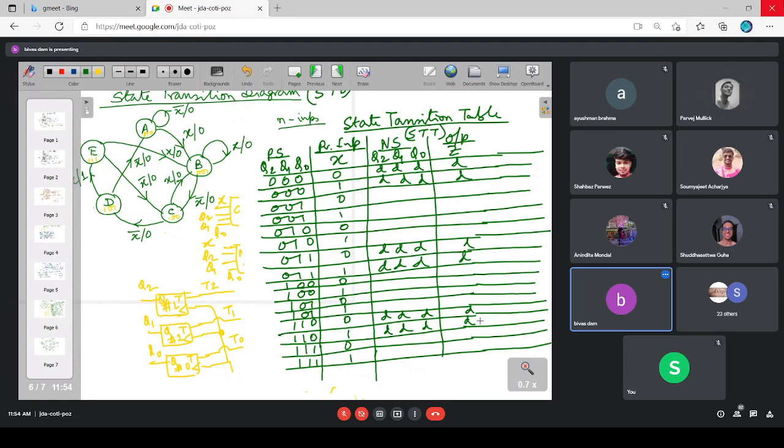001 is state B. If a 0 comes there, what should be the next state? C, 100. What is the output? 0. Then for 001, if 1 is available, what should be the next state? B itself.